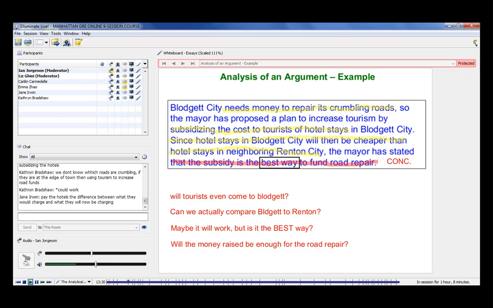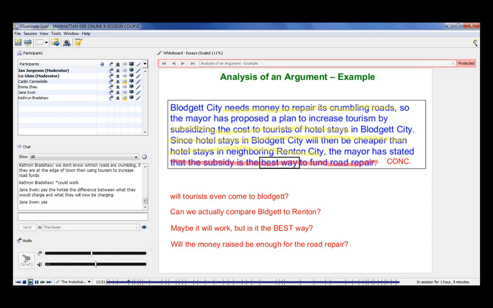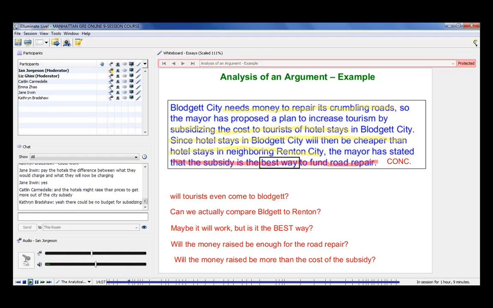Okay, so Jane, you have to pay the hotels the difference between what they would charge and what they will now be charging. So in other words, the Blodgett City needs to pay money. They're trying to raise money, and he's talking about paying money. So does that create a problem? Yeah, what happens if we spend $1 million to subsidize these hotel stays, and then the increased tourist revenue only brings in $100,000.